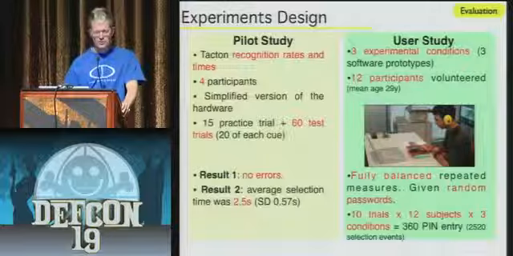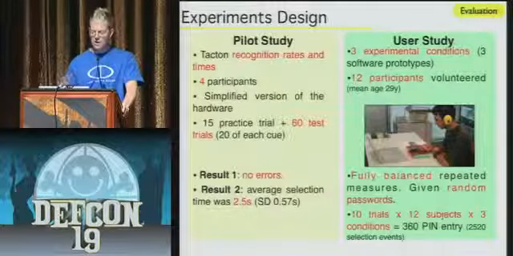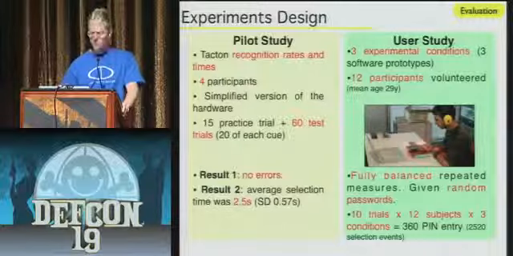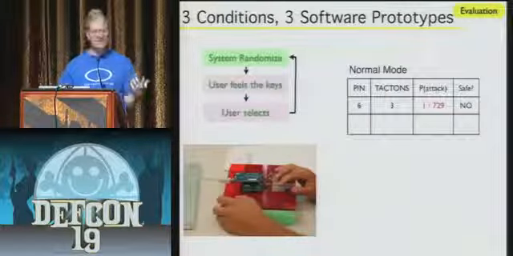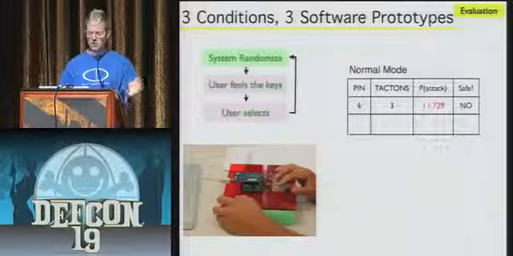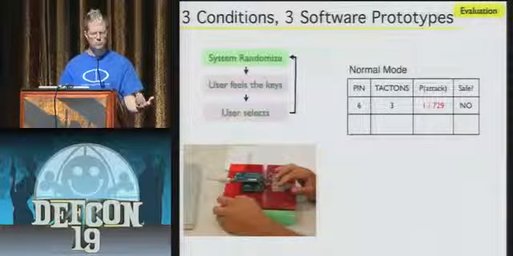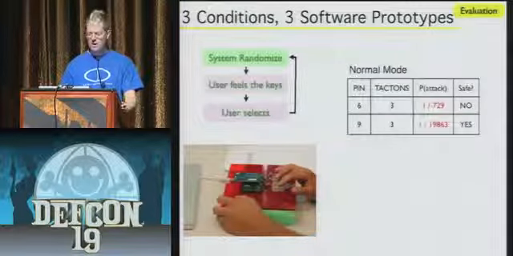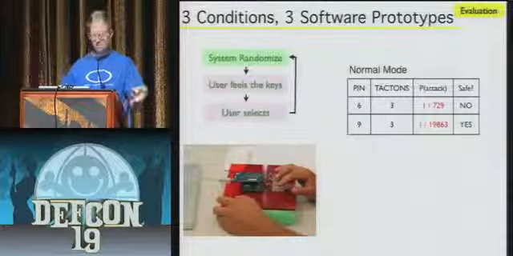And that led to the user study, in which there were three experimental conditions to evaluate different versions of the software and different pin lengths. The first two conditions, first of all, a 6-digit pin, which is not as secure as the standard of a 4-digit decimal pin, but it's relatively memorable. And then a 9-digit one, which does conform to that brute force attack security level.